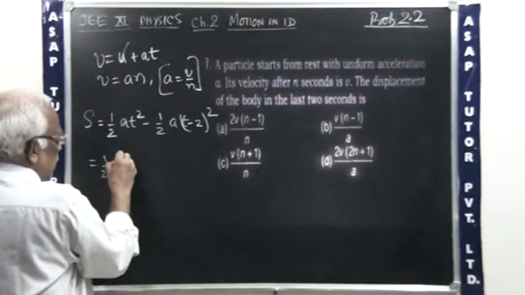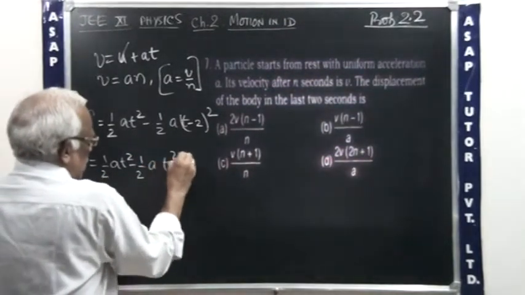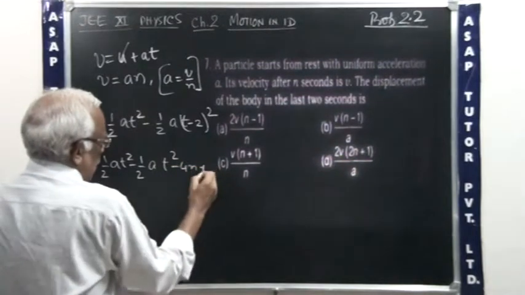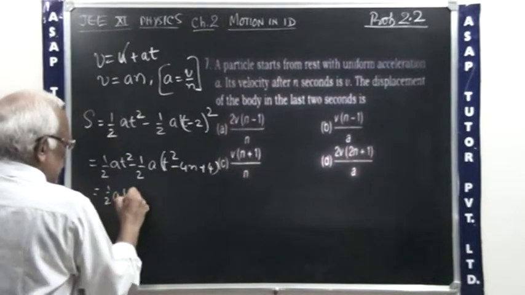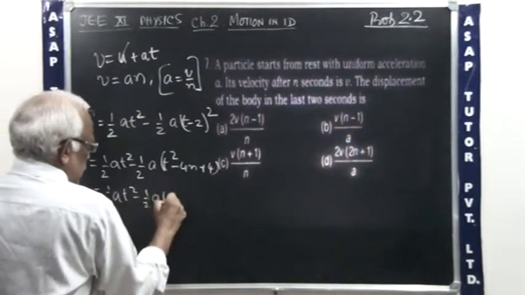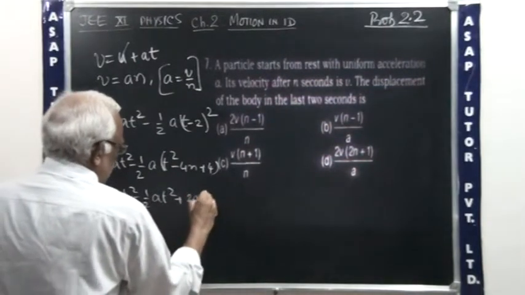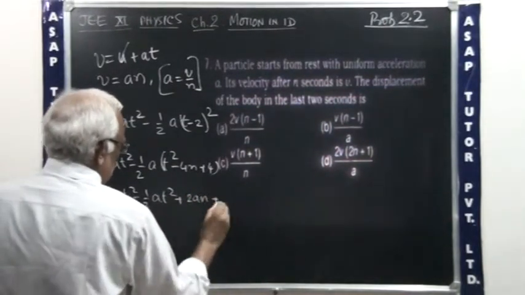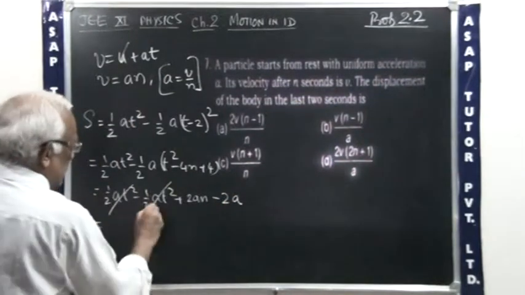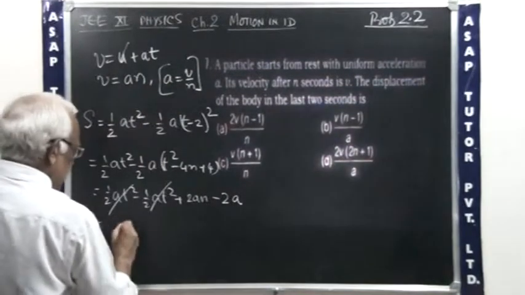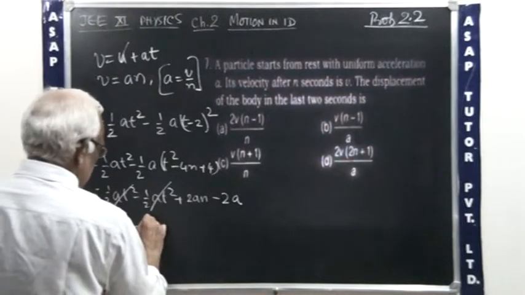So I get half a t square minus half a t square minus 4nt minus 4 plus 4n. This is what I get. So I get half a t square minus half a t square. Now notice that this will be plus 2an plus 2an and minus 2a is what I get. This will cancel. Notice that an is nothing but v. So I'll say 2v minus 2a is what I get.